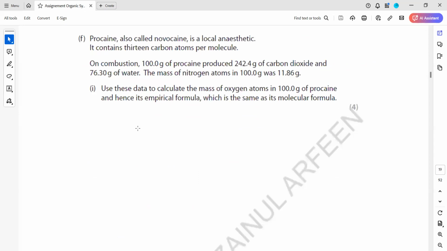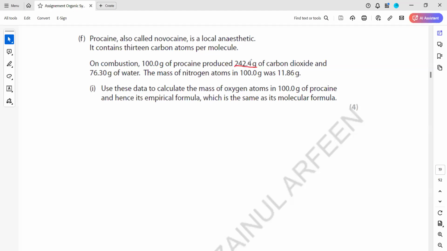Then we have procaine, also called novocaine, a local anesthetic. It contains 13 carbon atoms per molecule. On combustion, 100 grams produces 242.4 grams of carbon dioxide and 76.3 grams of water, and the mass of nitrogen atom in 100 grams is 11.86. Use these data to calculate the mass of oxygen atom in 100 grams, hence its empirical formula, which is same as its molecular formula. So first, how to find the mass of carbon dioxide?